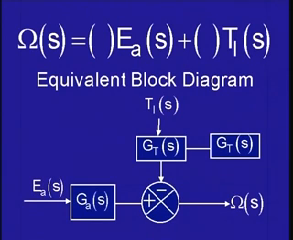Now we can see from this that if I increase TL of s, or if I increase or decrease Ea of s, it is going to change omega s in one way or the other. And that is how we figured out that a change in the load torque, an increase in the load torque, will result in the decrease in the steady state value of the speed. Similarly, an increase in the applied voltage will result in an increase in the steady state value of the speed. Now when we did that, of course we made use of what is called the final value theorem of the Laplace transformation. So let us apply that final value theorem once again.